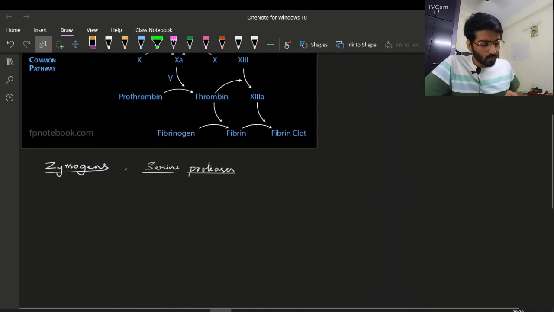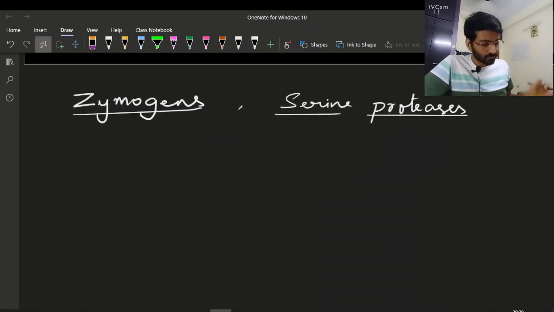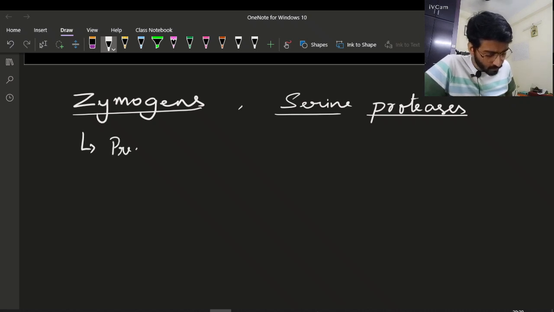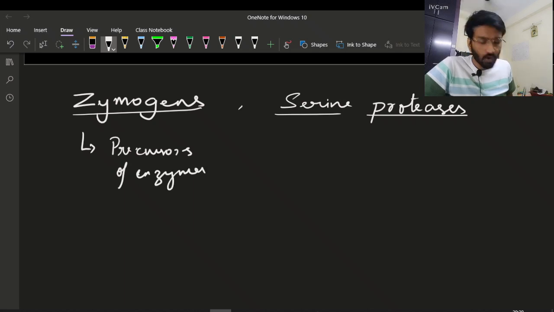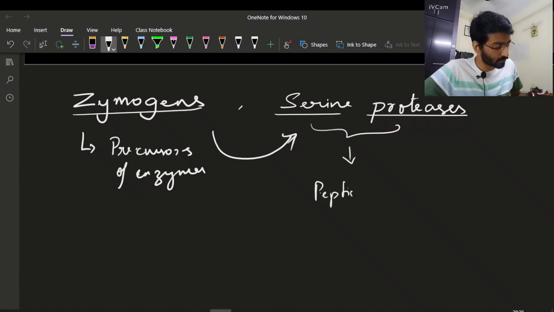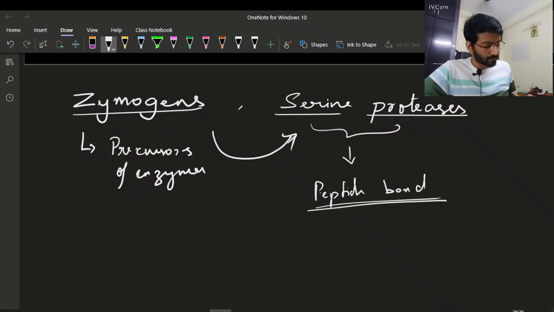So basically, what are these clotting factors? Clotting factors are zymogens. What are zymogens? Zymogens are precursors of enzymes, or the inactive form of enzymes. These are converted into serine proteases. What are serine proteases? These are the enzymes which break the peptide bond. So initially, these are the two basic definitions that we need to know.